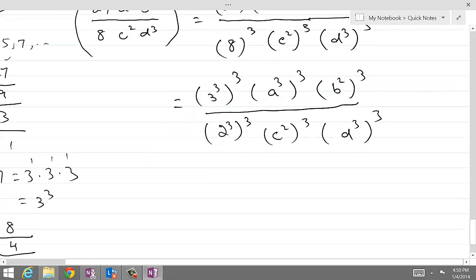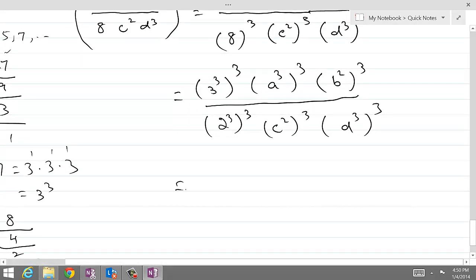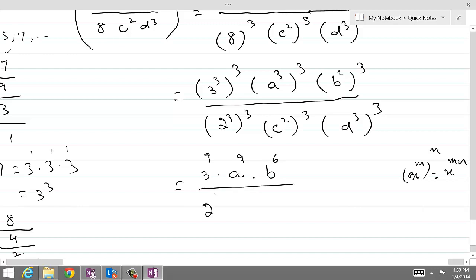Now if you remember the law of exponents, which says that x power m power n is equal to x power m times n, every base has a bracket and we can comfortably multiply the powers. 3 times 3 is 9, a power 3 times 3 is 9, b power 6, and 2 power 3 times 3 is 9, c power 6, d power 9.